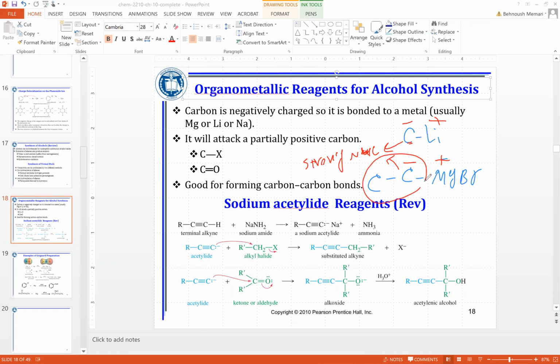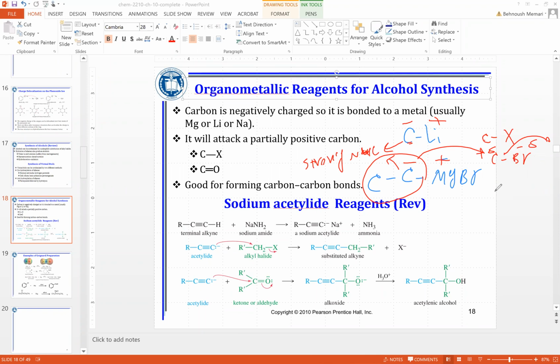A nucleophile can attack a partially positive carbon. Where can you find a partially positive carbon? You can find it in C-X. So if you have an alkyl halide, basically, an example of that would be C-Br. So if you bring the organometallic compound to this, because it's partially positive, partially negative, the nucleophile is going to come in and the leaving group is going to leave. So you get a substitution type reaction.